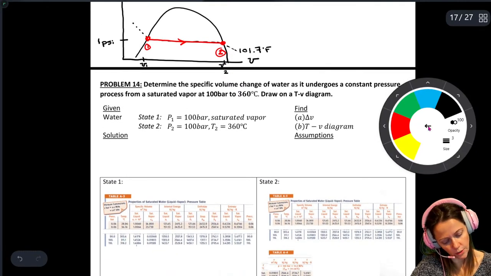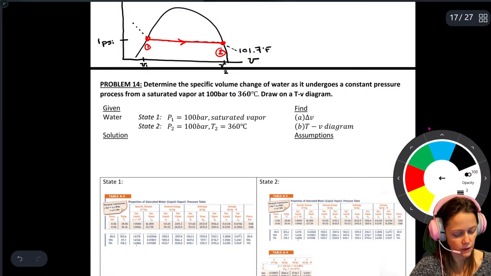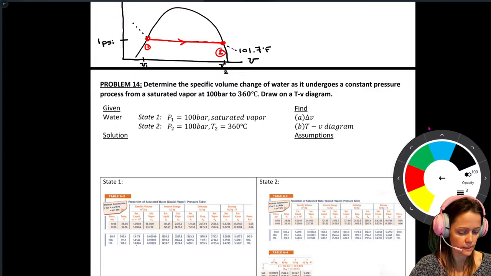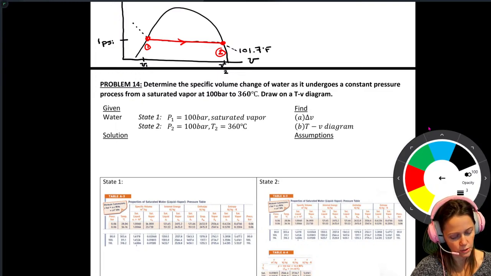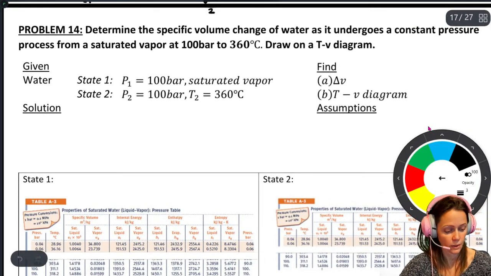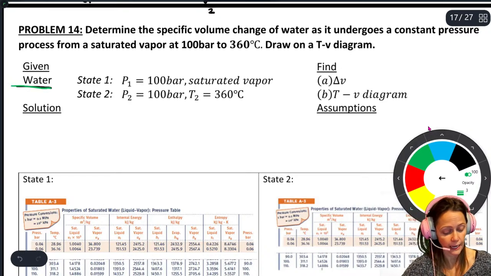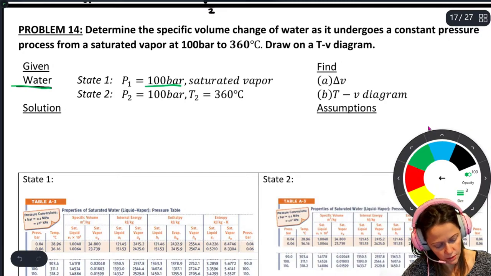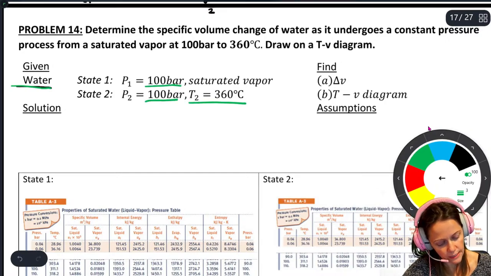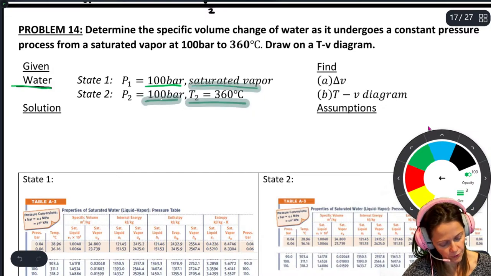All right, so we want to know the change in specific volume of the water as it undergoes a constant pressure process from a saturated vapor at 100 bar to 360 degrees Celsius. And we're gonna draw it on a TV diagram. So what I've put in my given, okay, it's water, and I know the pressure. I know the temperature at state two, and then they also told me that it's a saturated vapor. Okay, so here we go.